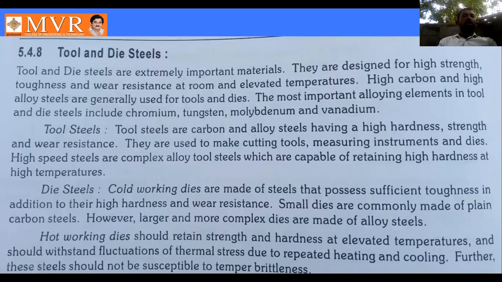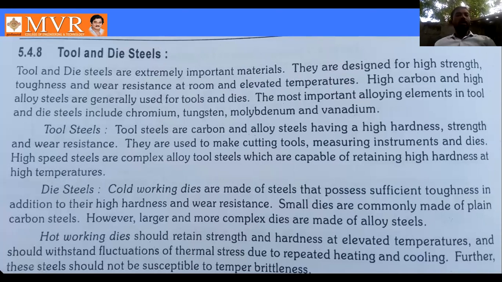So see here, tool and die steels. Tool and die steels are extremely important materials. Why? Because they are designed for high strength, toughness, and wear resistance at room and elevated temperature. So that's why it is one of the very important materials.